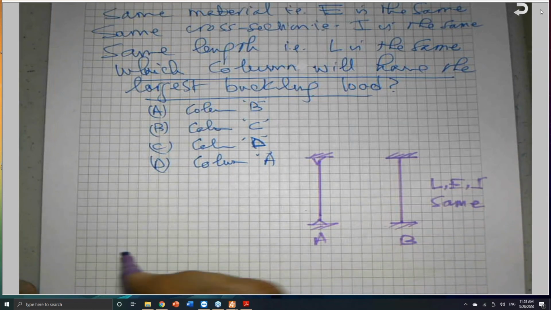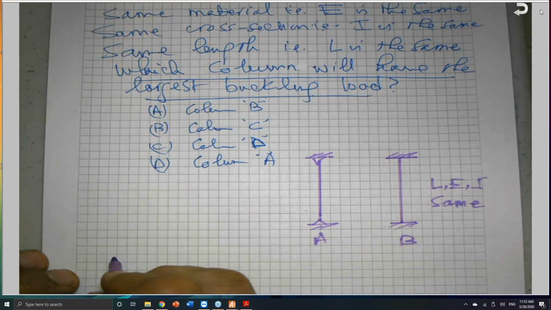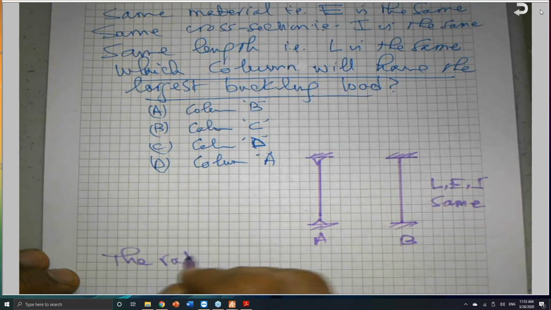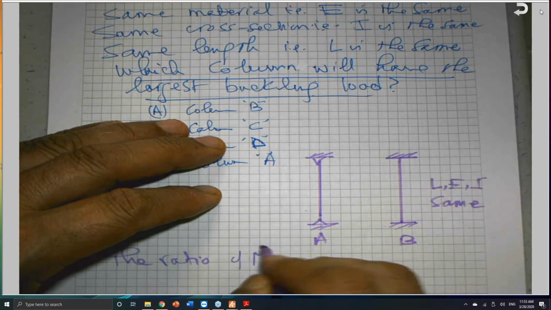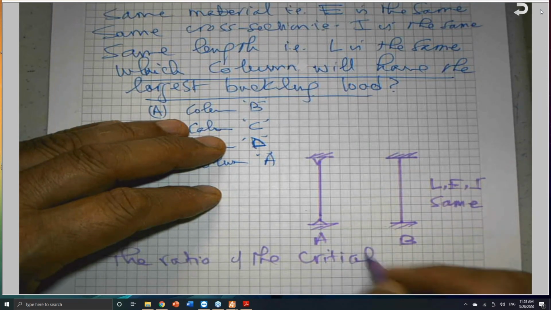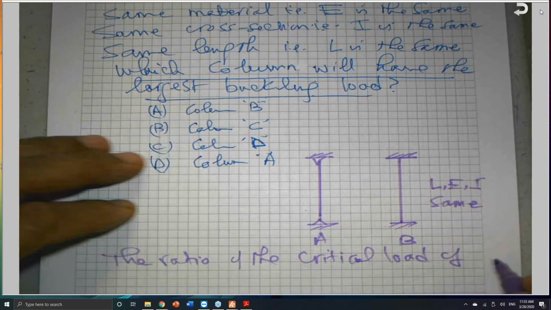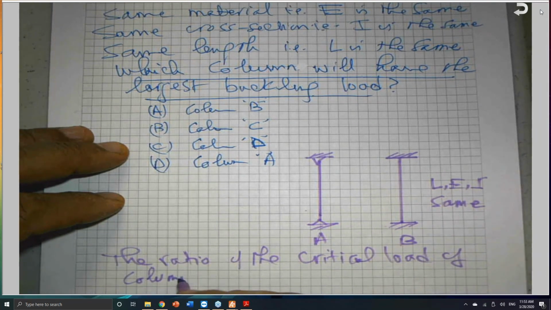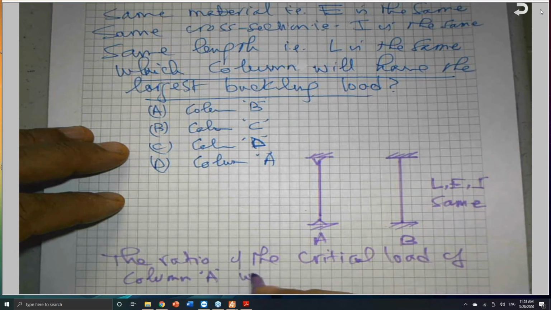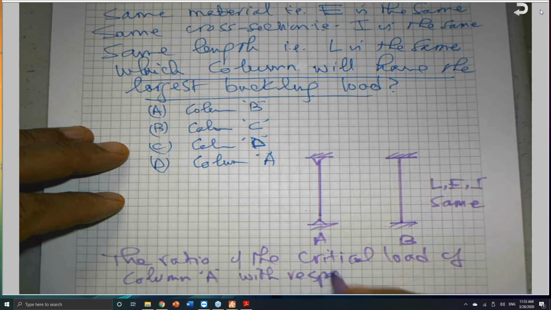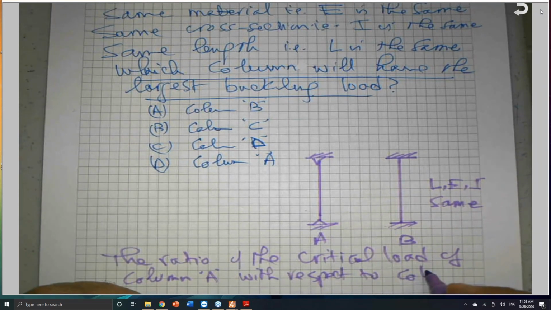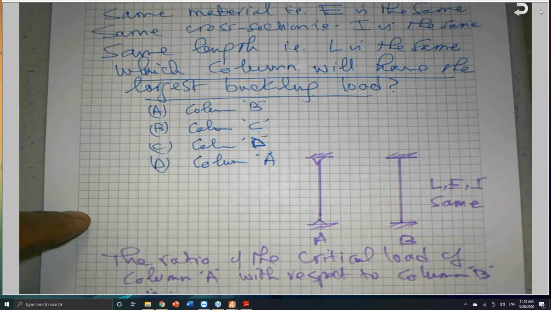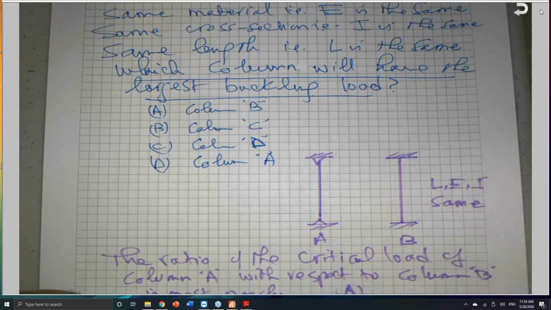And they will say that the ratio of the critical load of column A with respect to column B is most nearly, and he will give you four answers: A, B, C, D.